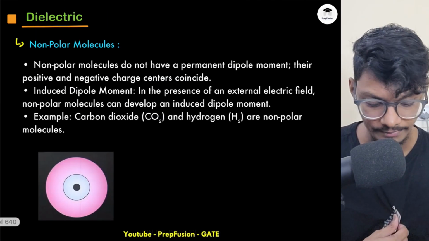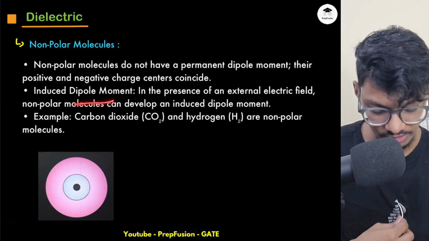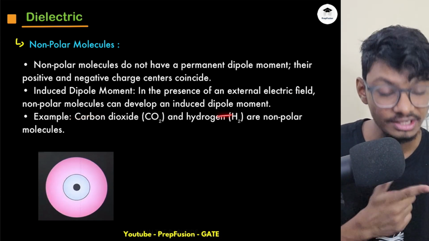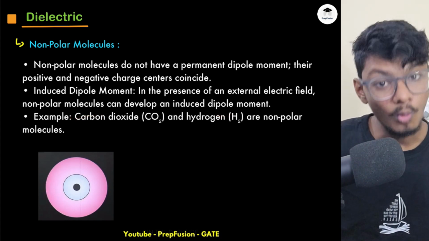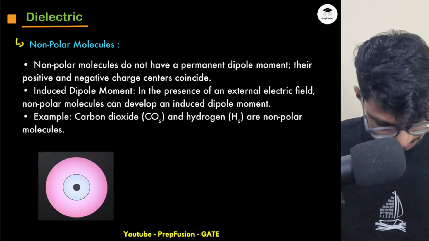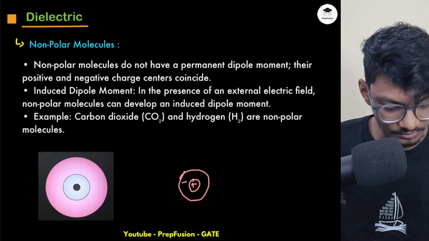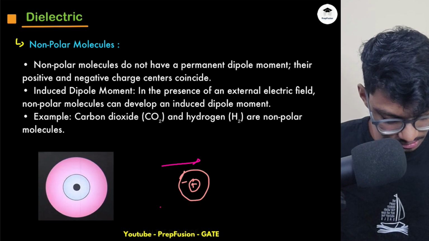They don't have a dipole moment if they are colliding with each other. Induced dipole moment: in the presence of an external electric field, the non-polar molecules can develop an induced dipole moment. How? What will happen? Let's say there are two charges, one positive, another one negative. Okay, so if some external electric field comes.